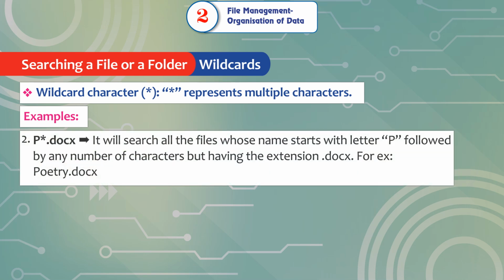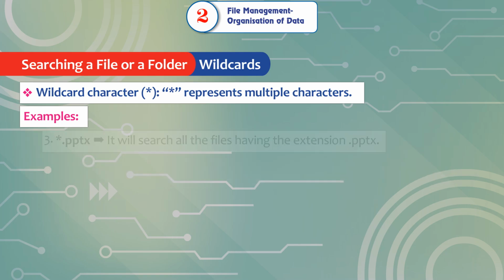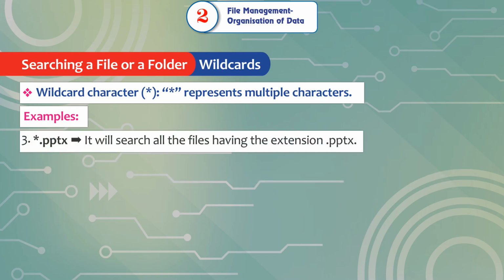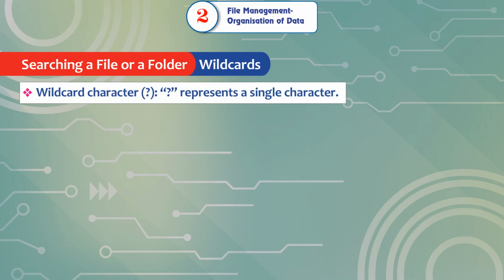2. p*.docs: it will search all the files whose name starts with letter P, followed by any number of characters, but having the extension .docx. For example, poetry.docx. 3. *.pptx: it will search all the files having the extension .pptx.